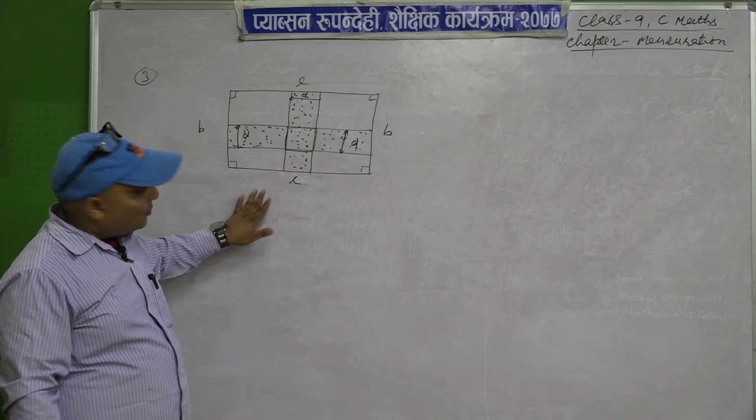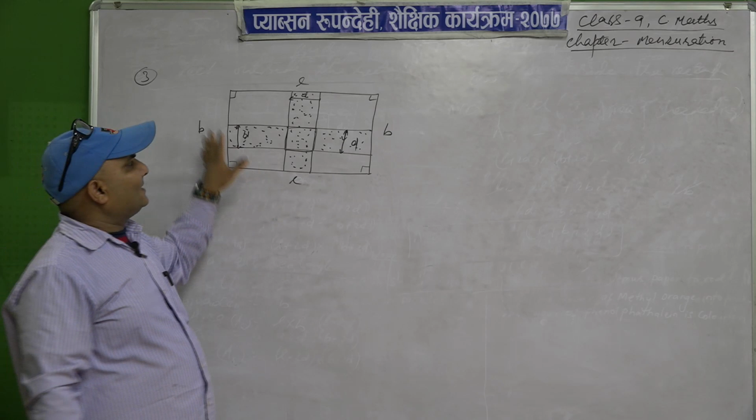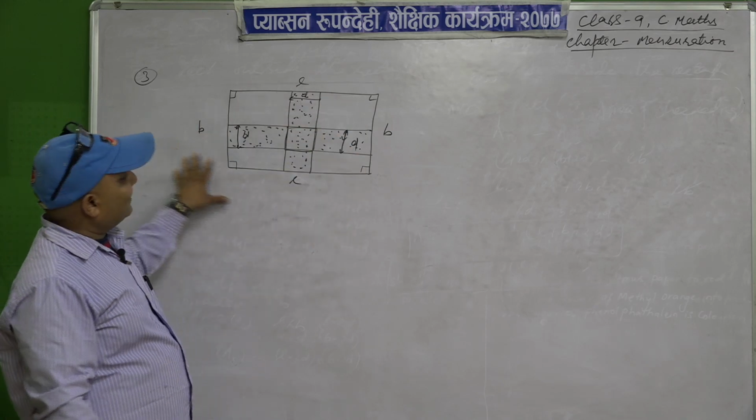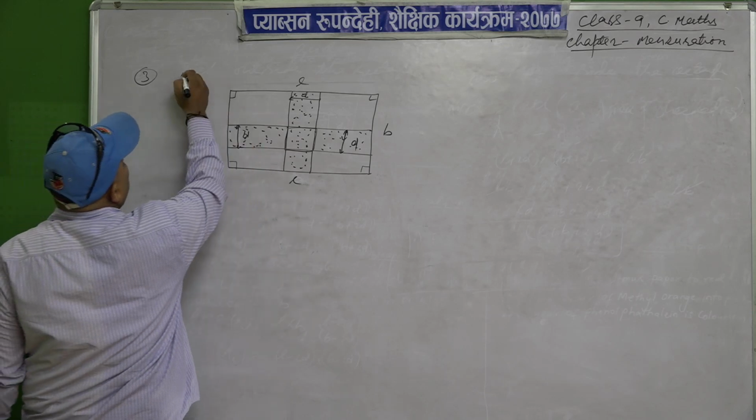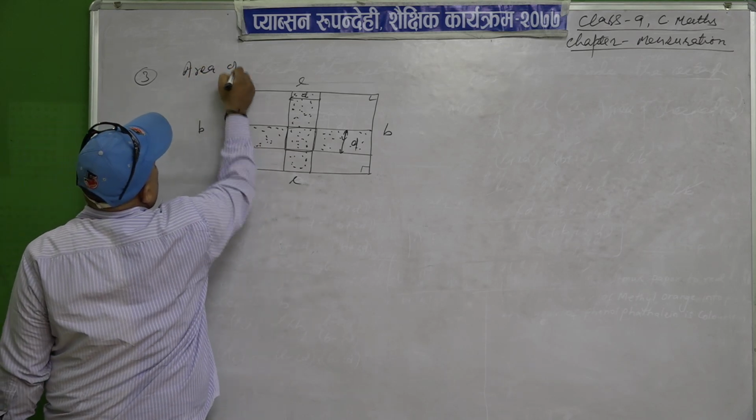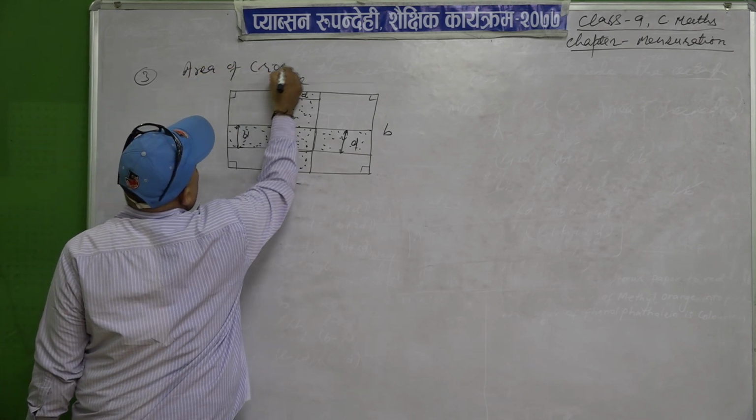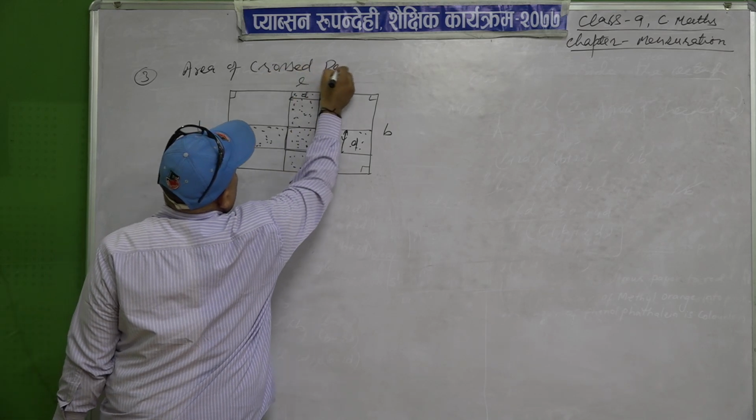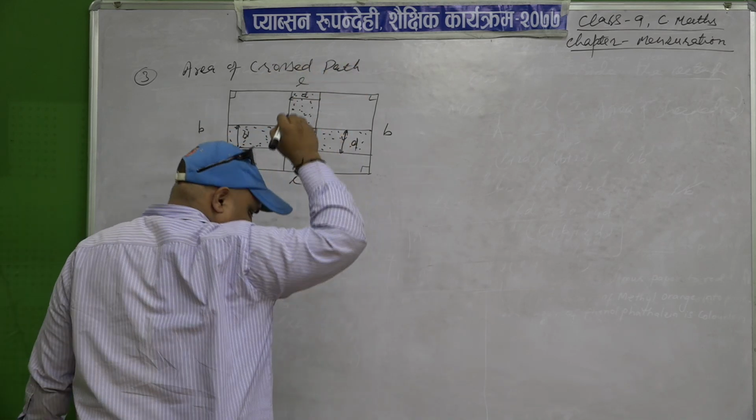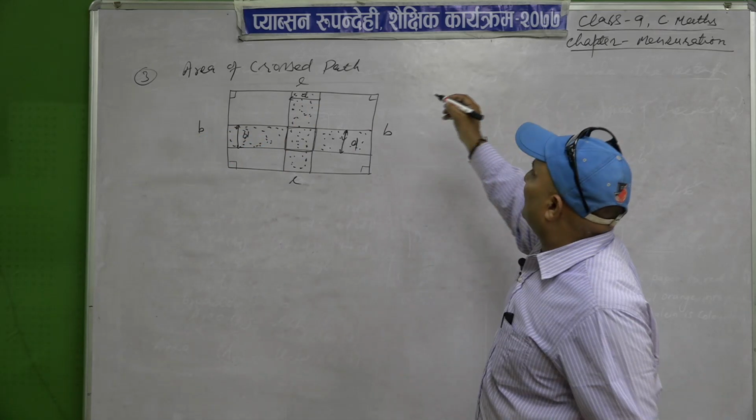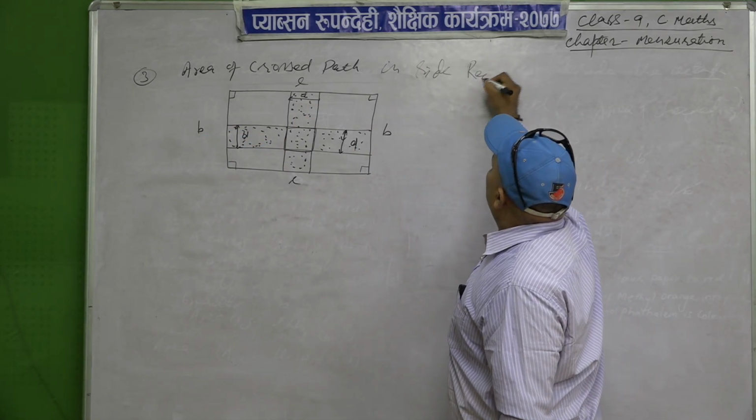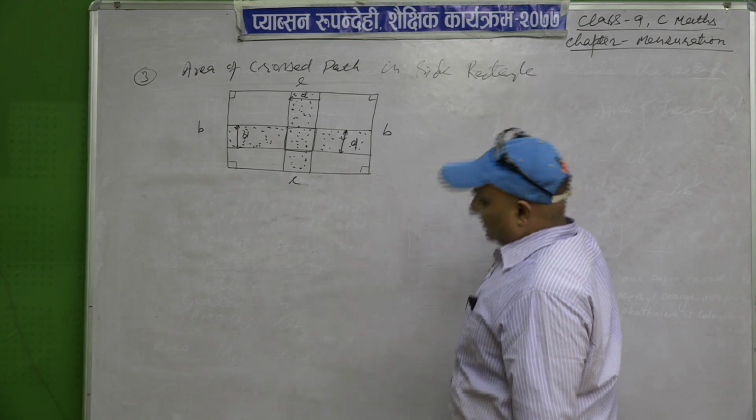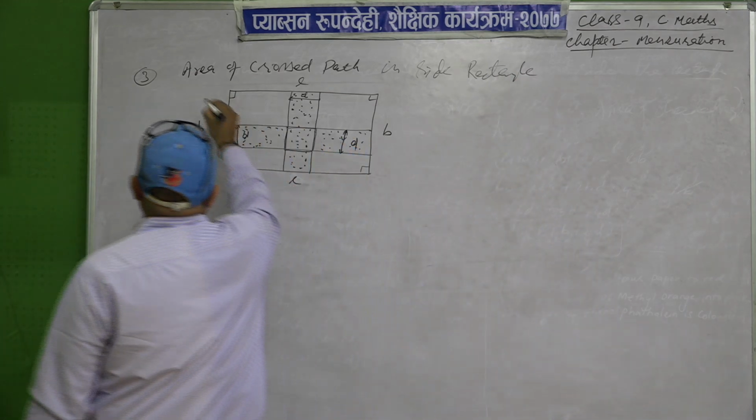We do it the same way, but yesterday numbers were given, and now we have variables or alphabets. The condition is the area of cross path inside a rectangle. This is the condition.